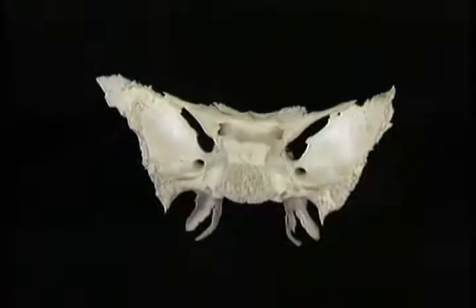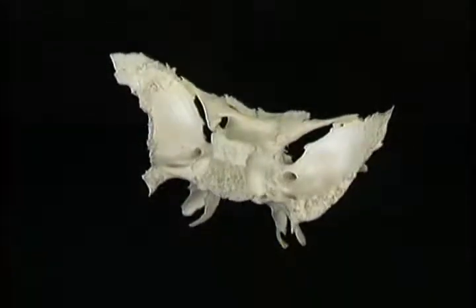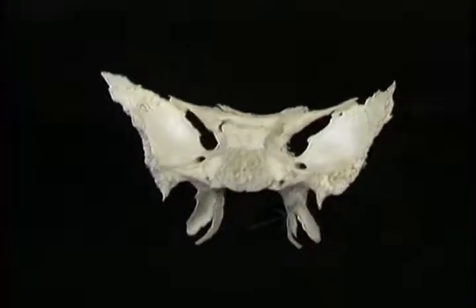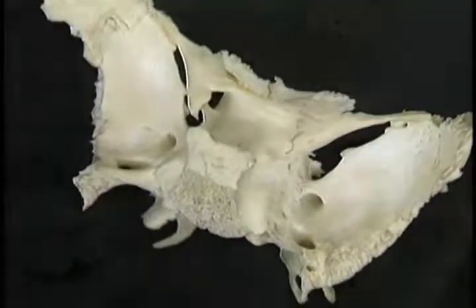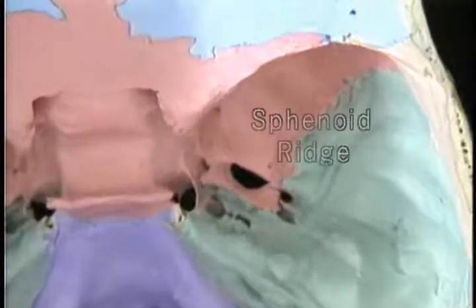Here's a sphenoid bone all by itself. The sphenoid bone has a central part, and on each side 3 major projections: the lesser wing, the greater wing, and the pterygoid process. The central part of the sphenoid includes the clinoid processes and the pituitary fossa. The central part of the sphenoid bone is hollow, as we'll see. The lesser wing, which is the highest part of the sphenoid bone, forms the sphenoid ridge, which separates the anterior and middle cranial fossae.